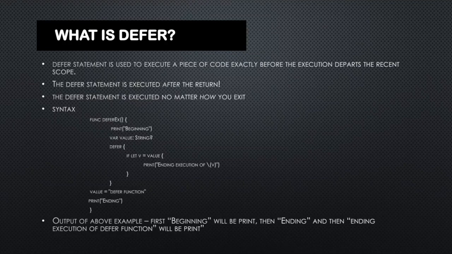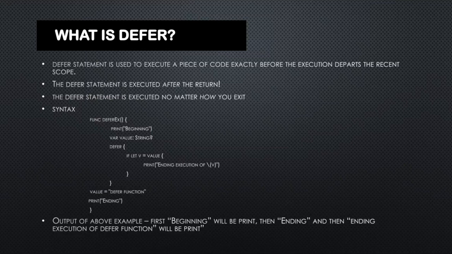The defer statement is used to execute a piece of code exactly before the execution departs the current scope. So let's say you're writing a function, and in the function you want to make sure that this particular code is executed no matter what. That particular code can go into a defer block. The defer block is the block of code which gets executed no matter what.